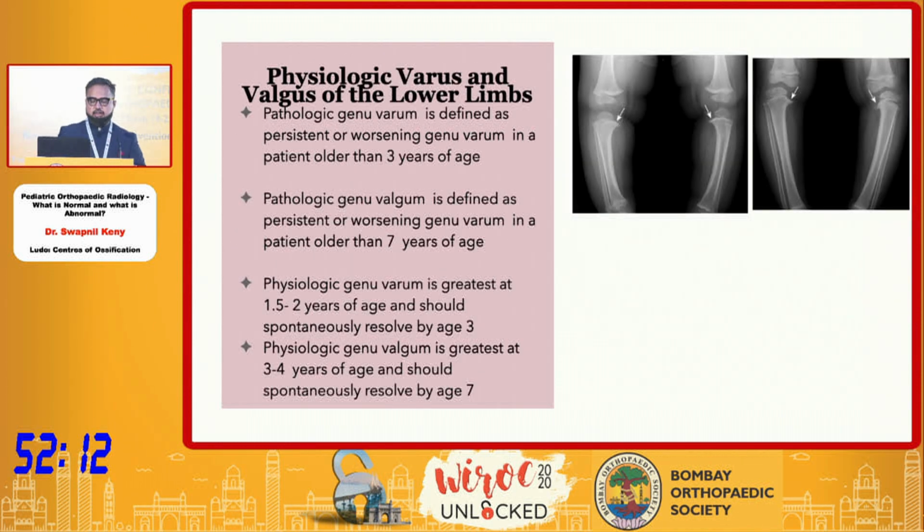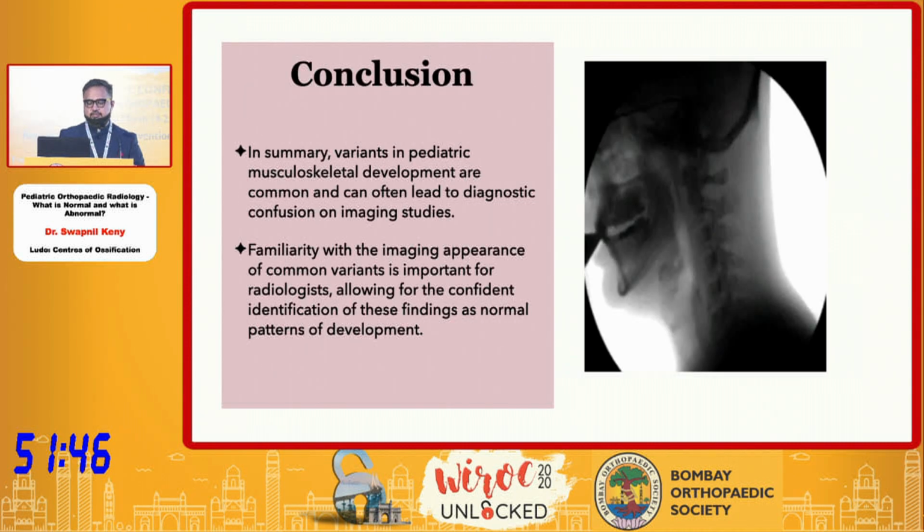Physiological varus and valgus of the lower limbs can sometimes be mistaken for pathological conditions. Pathological genu varum is something which persists beyond 3 years of age, and pathological genu valgum is something which persists beyond 7 years of age. Physiological genu varum is greatest between 1.5 to 2 years and should spontaneously resolve ideally by 3 years, and genu valgum is common up to 3 to 4 years and should ideally resolve at about 7 years.